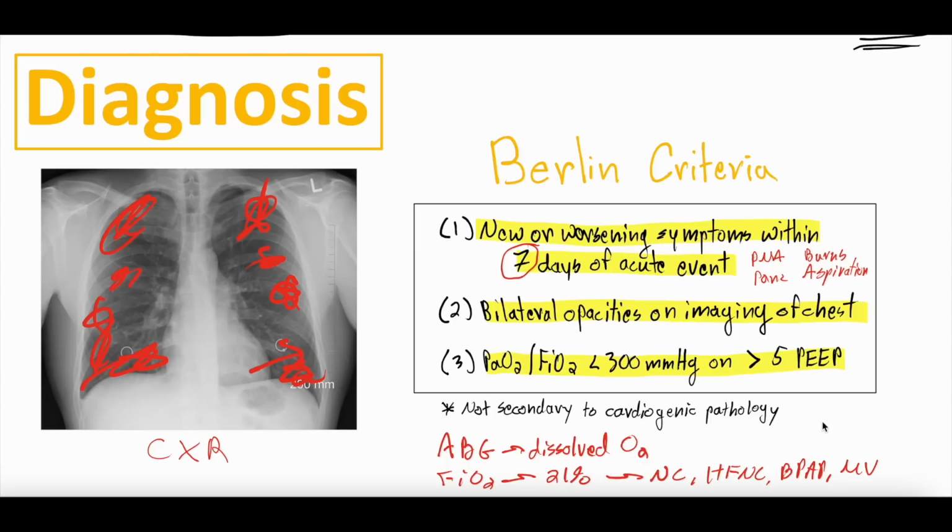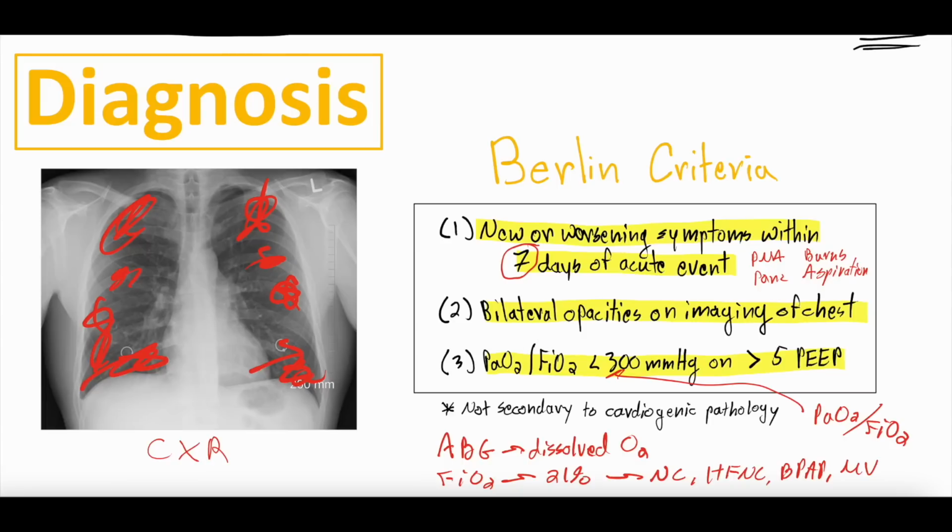And then you divide the PaO2 by the amount of extra oxygen I'm giving the patient. And if that is less than 300, that is consistent with ARDS. So you have to be within 7 days of an acute event, you have to have bilateral opacities on imaging of the chest, and you have to have a P to F ratio of less than 300.